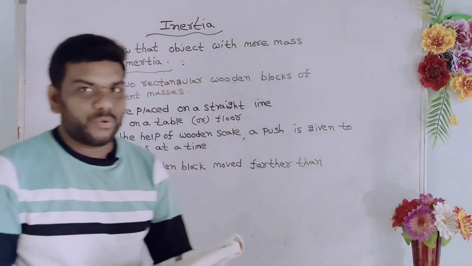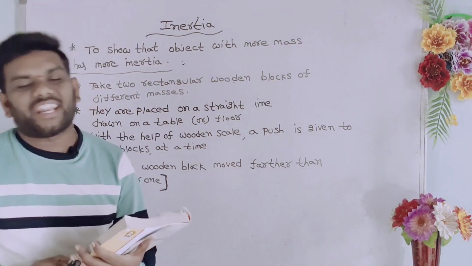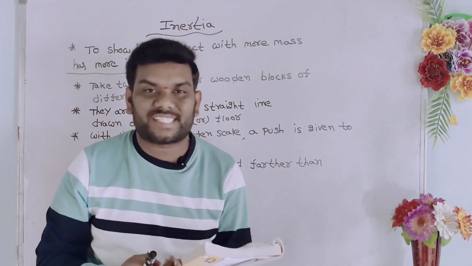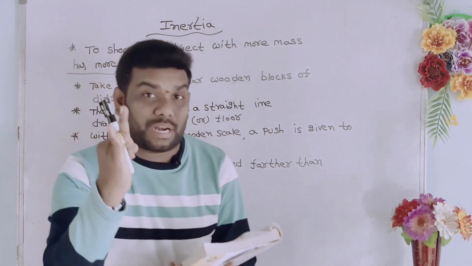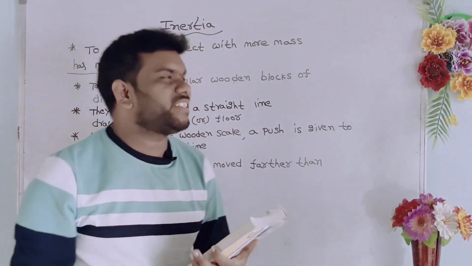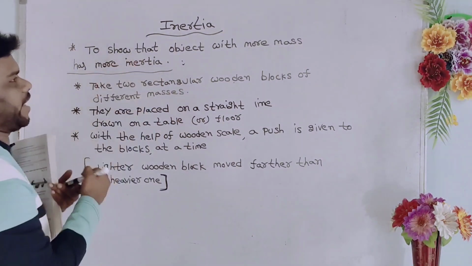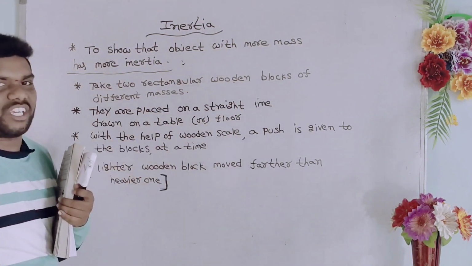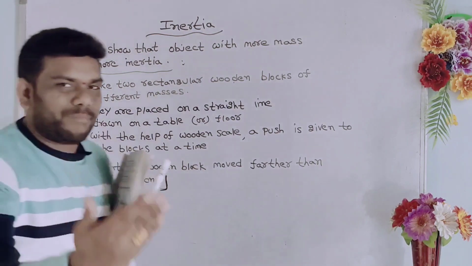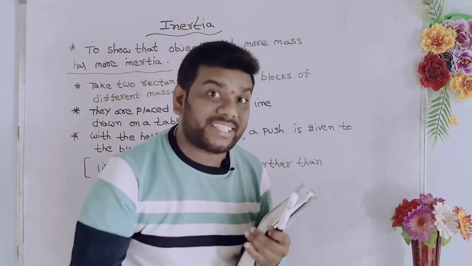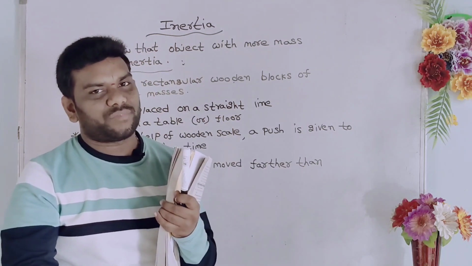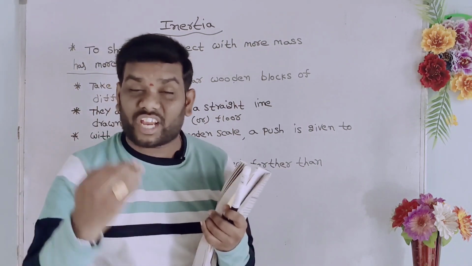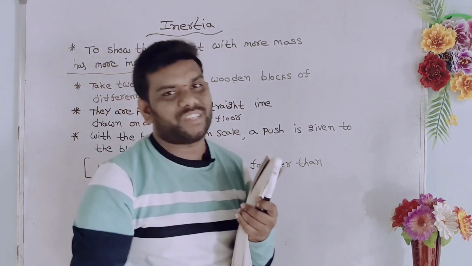Okay? So, it is the explanation about inertia of rest: carom coins, paper, hook, pen cap. And the third one is to show that an object with more mass has more inertia. More mass has more inertia, less mass has less inertia. So finally, inertia depends upon the mass of the body.